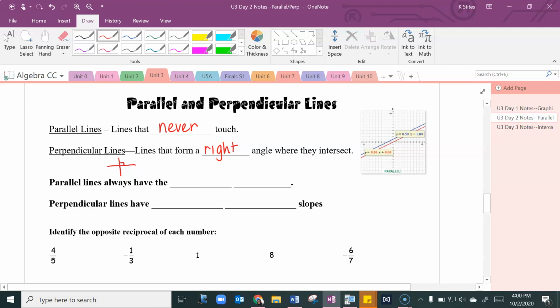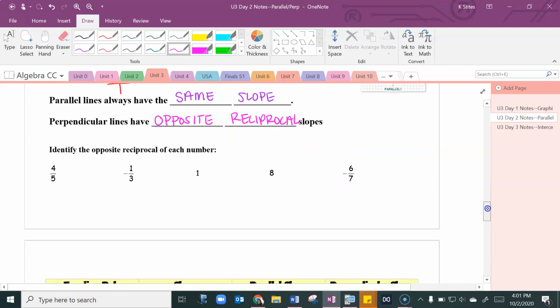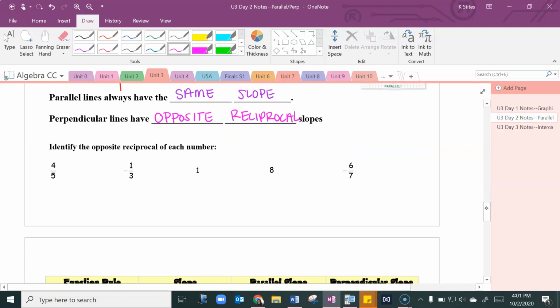Now, what's true about parallel lines, besides the fact that they never touch, is that they have the same slope. And what's true about perpendicular lines is that they have something called opposite reciprocal slopes. Now, we know what both of those words mean separately, opposite and reciprocal, but what do they mean when we put them together? Well, it's both of the things at once.